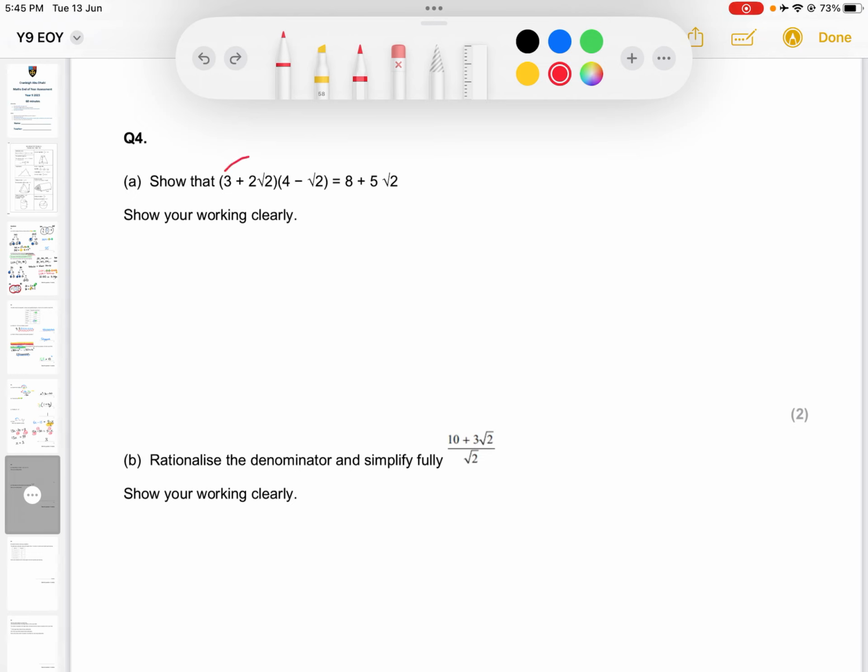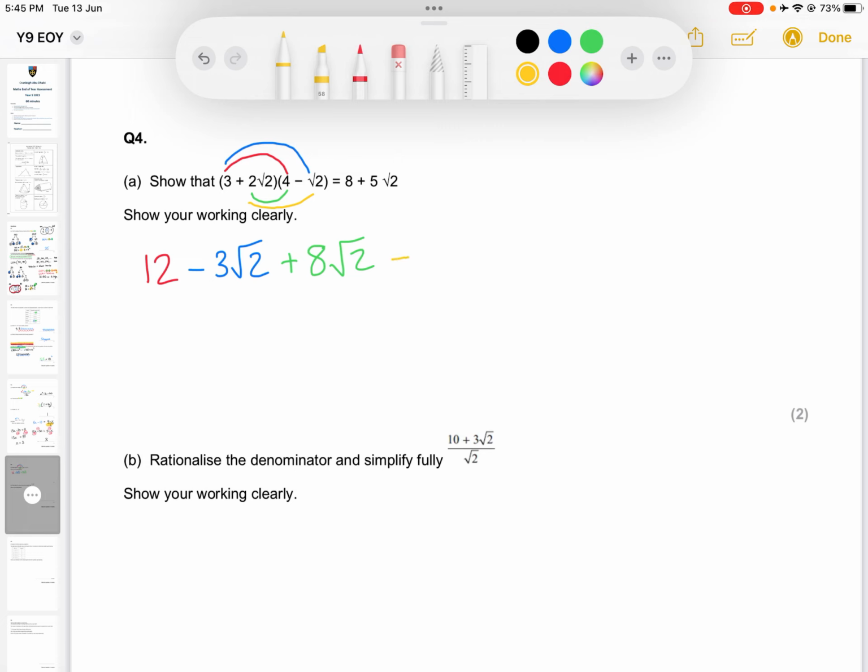Multiplying now double brackets. We're going to have this 3 times a 4 first of all, which is going to give us a 12. We're then going to have a 3 times a negative 2, giving us a negative 3 root 2, followed by a 2 root 2 times 4, giving us a plus 8 root 2. And lastly, a 2 root 2 times a negative root 2.